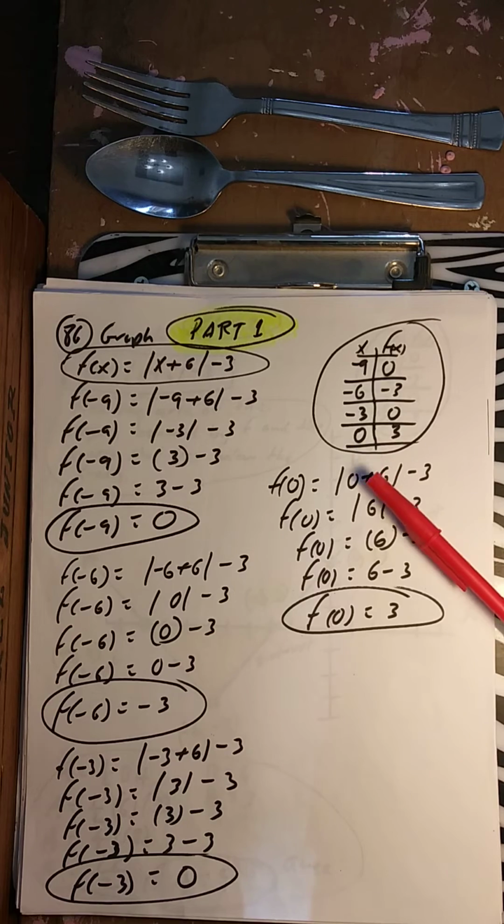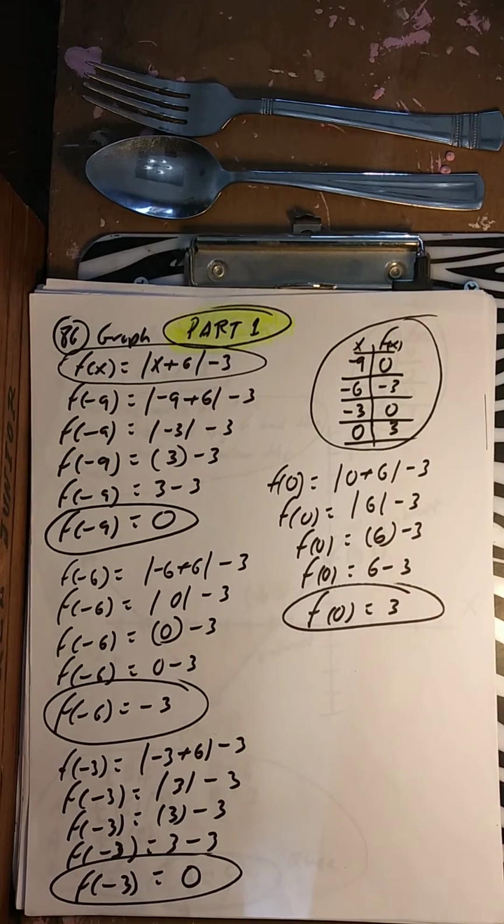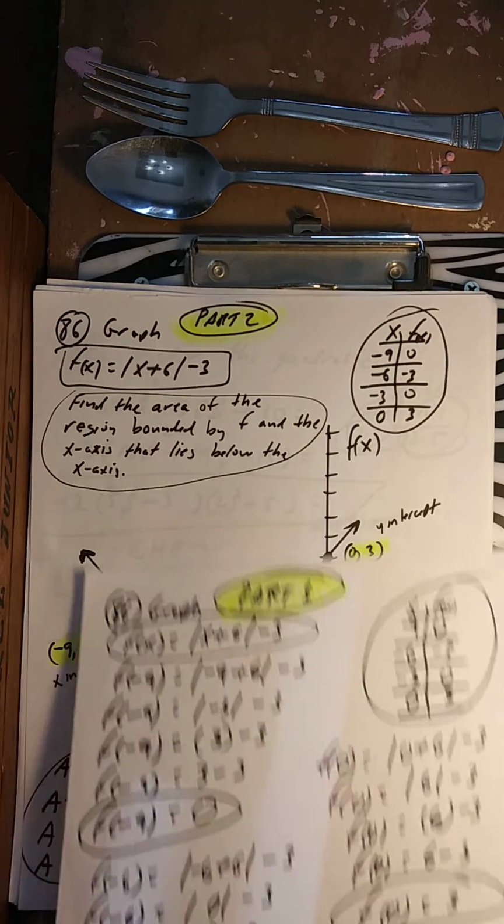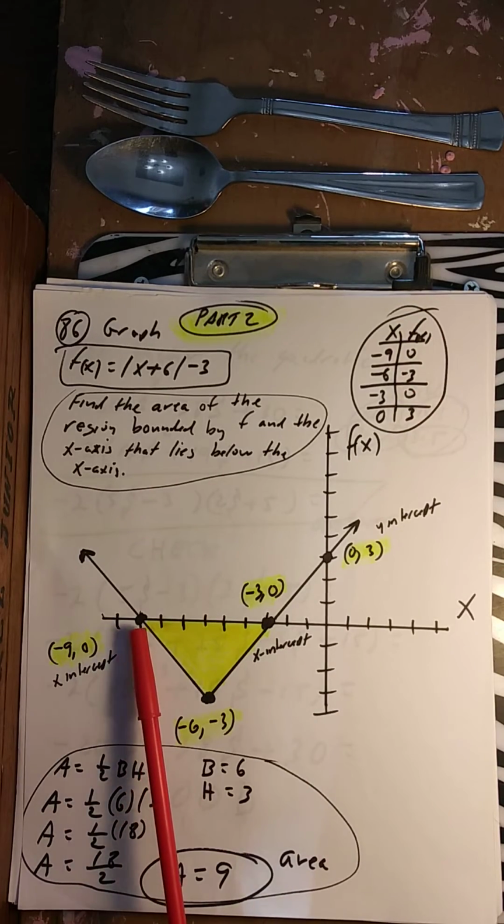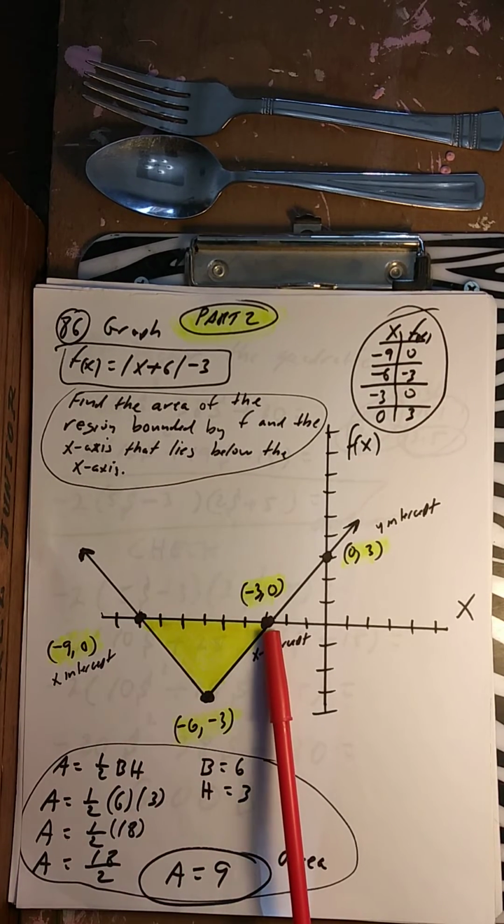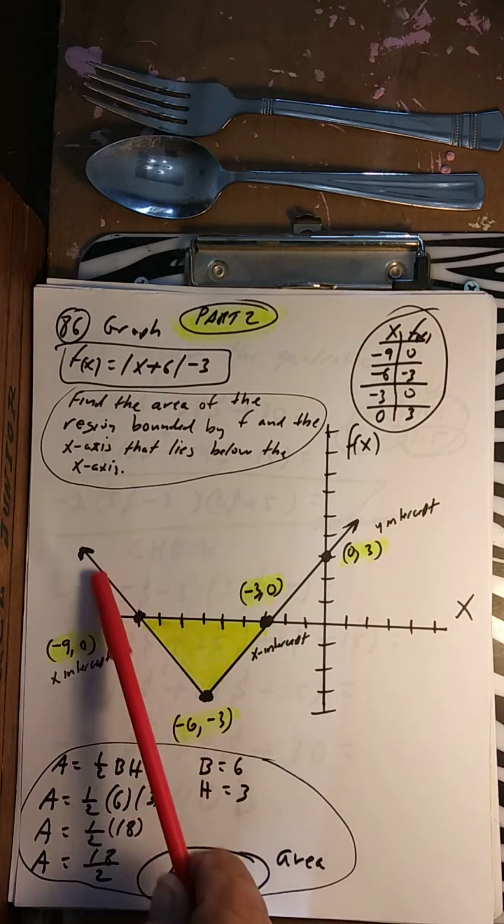And then put 0 in there. 0 plus 6 is 6. Absolute value is 6. 6 minus 3 is a 3. So now we have these points right here. I'm going to graph them on the next step. Here we go. There are the numbers: (-9, 0), (-3, 0), (-6, -3), and (0, 3). There they are right there.